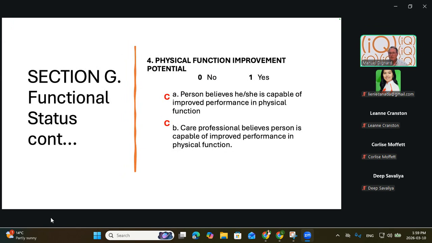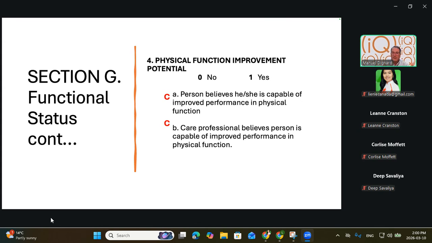G4, physical function improvement potential. So here, what this section does is it helps us think beyond. We're looking here beyond what the resident is doing today. It asks us to look at their potential. So it's not necessarily about current ability, but about whether they or we believe there's a chance for improvement.